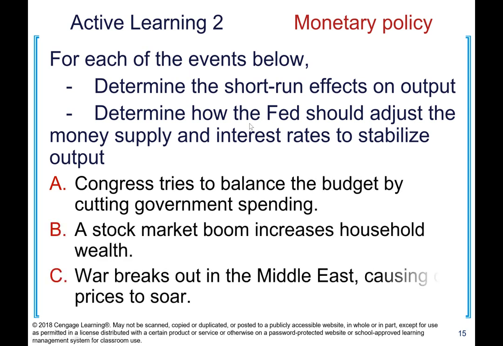Active learning 2. For each of the events below, determine the short-run effects on output. Determine how the Fed should adjust the money supply and the interest rates to stabilize output. Number A, Congress tries to balance the budget by cutting government spending. Number B, a stock market boom increases household wealth. Number C, war breaks out in the Middle East, causing oil prices to soar.